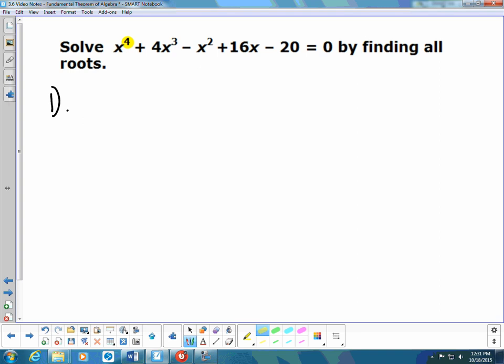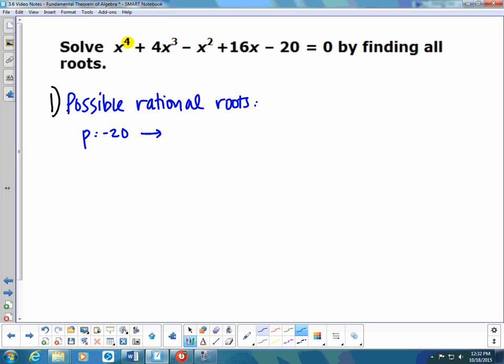So we're going to start off by doing our possible rational roots. That's my step 1, to list those. And that requires me to find p over q. So my p-value comes from my constant at the end, which was -20, and all of its factors are plus or minus 1, positive or -2, 4, 5, 10, and 20.